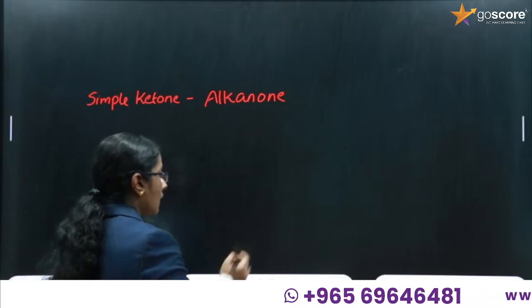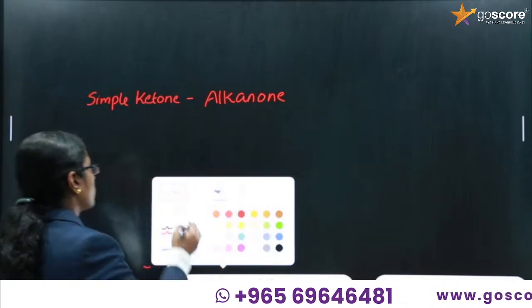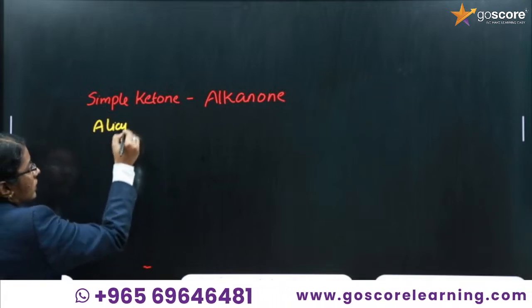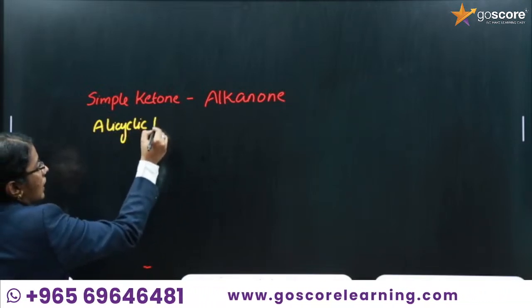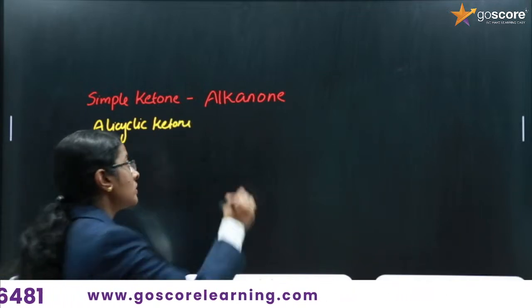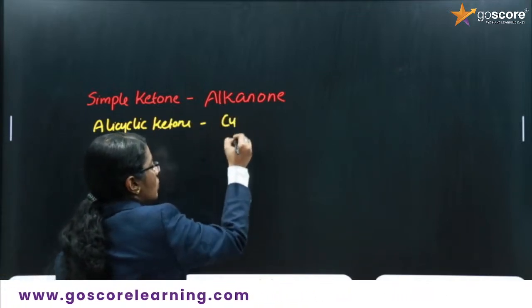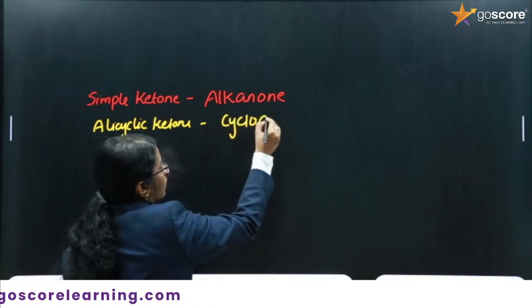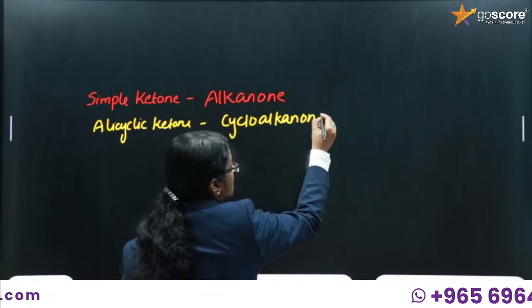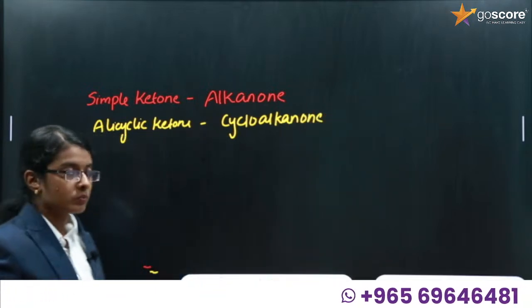If it is an alicyclic ketone, that means a ring compound, it is called alicyclic ketone, and its name is cycloalkanone.